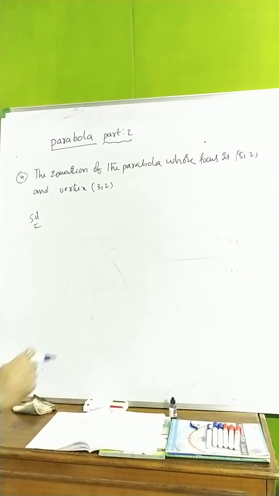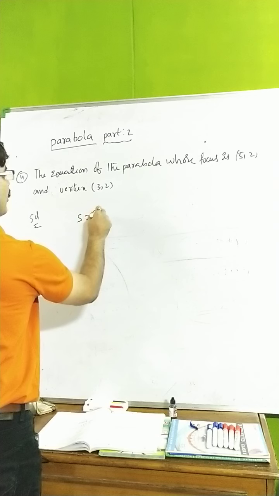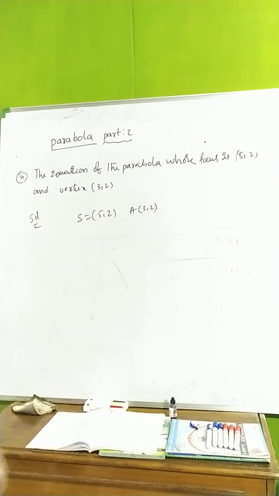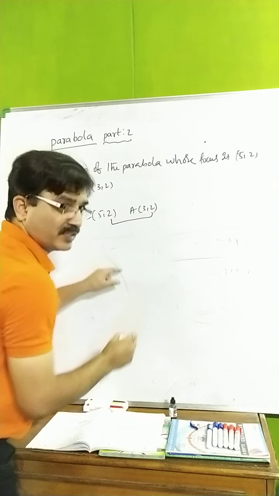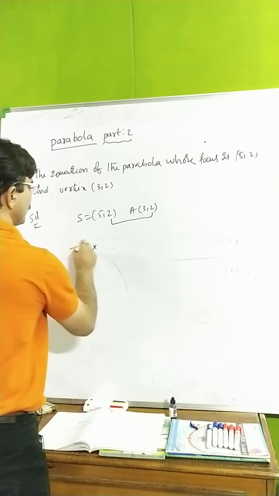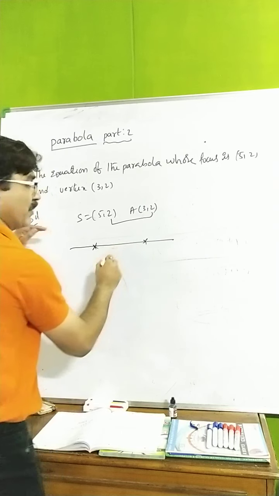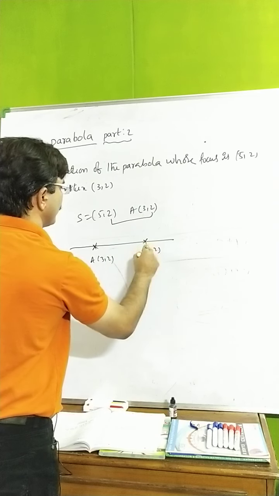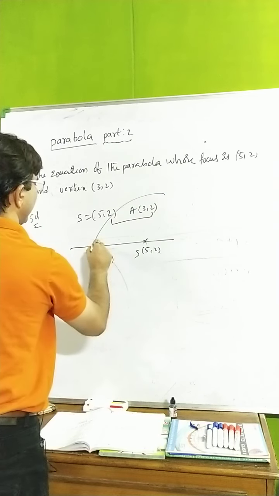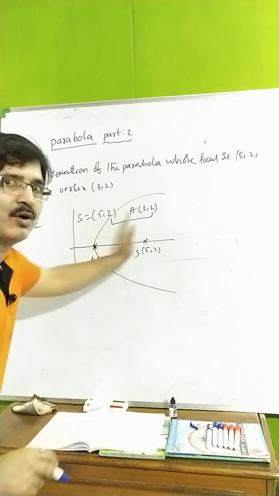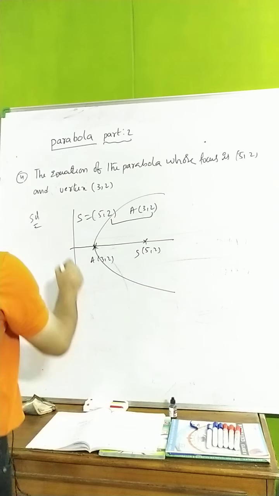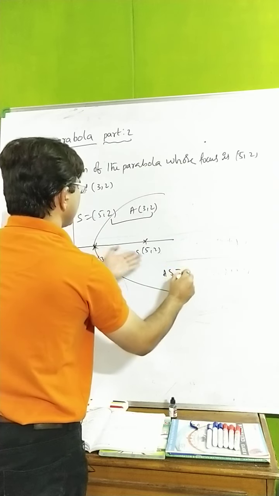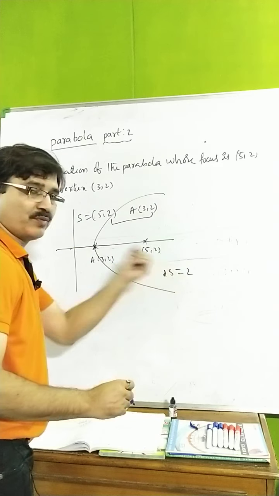I have taken one more example. S is equal to (5, 2) and A is equal to (3, 2). Now if you identify, the y coordinate is the same this time. So y coordinate is the same means it is parallel like this. A is (3, 2) and this is (5, 2), the focus. Definitely the diagram is like this, opening to the right side of the origin. So this is parallel to the x-axis. We know very well AS, what is AS here? 2 we are getting. The distance AS is equal to 2.